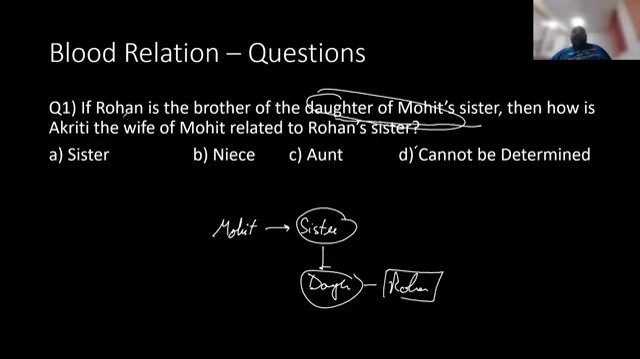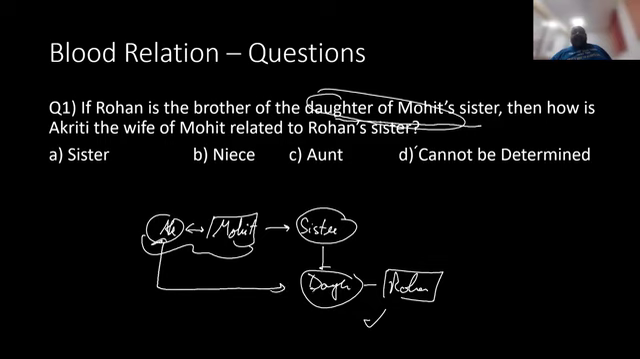The question is then how is Akriti, the wife of Mohit, related to Rohan's sister? So this is a couple. We have to find out the relationship between Akriti and this daughter. Clearly, Akriti is the aunt of the daughter. Because it says Akriti's relationship, the answer will be Akriti being an aunt. We know she is a female. If the question said how is the daughter related to Akriti, the answer would become niece. Because here it says how is Akriti related to Rohan's sister? Akriti is the aunt of Rohan's sister, and therefore option C becomes the answer.